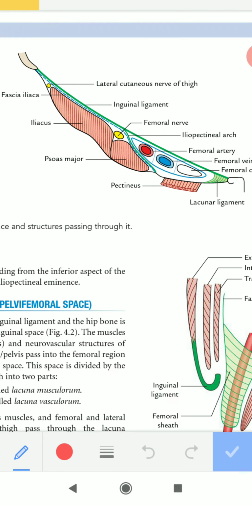And in the medial vascular part, we can see mainly the external iliac vessels. The external iliac vessels, which were in the abdomen, when they come into the groin or inguinal region, are named femoral vessels: femoral artery and femoral vein.